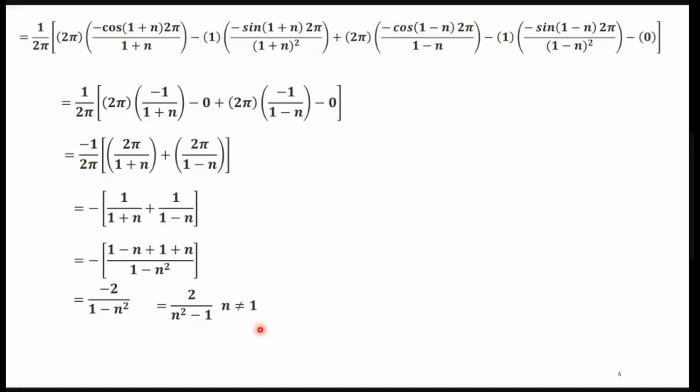वो हमेशा हमको चेक करना है. हमेशा an निकालने के बाद जस्ट चेक करो कि अगर हम n को 1, 2, 3, 4 पुट करेंगे whether that function is becoming infinity or not. तो यहाँ पे when I put n is equal to 1, the whole function becomes infinity, which means that this is not true for n equal to 1.